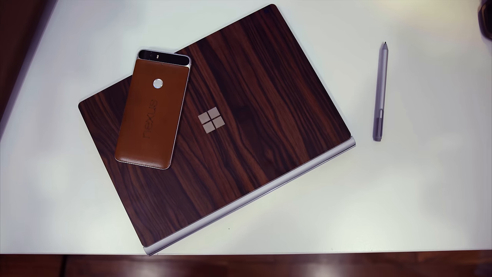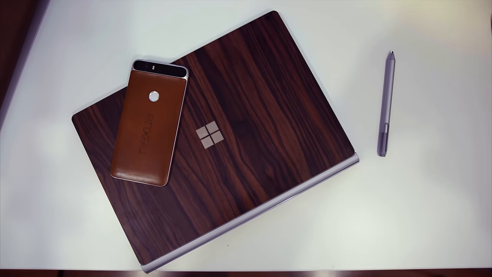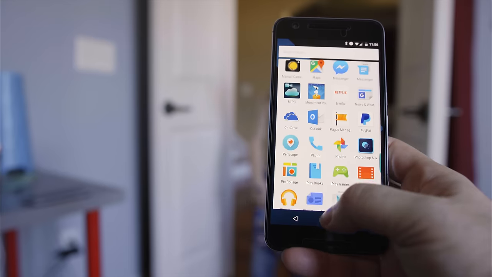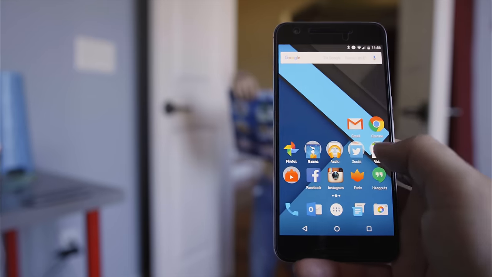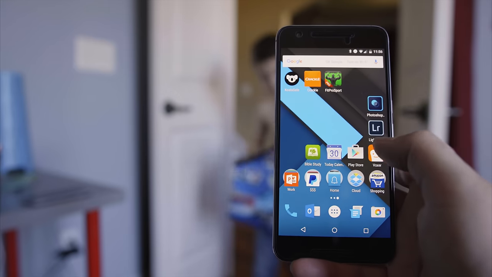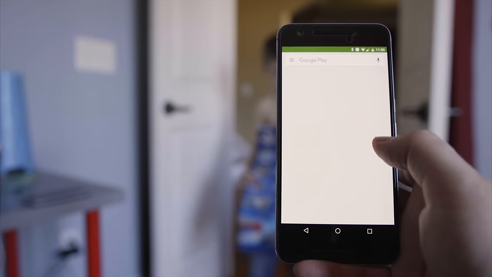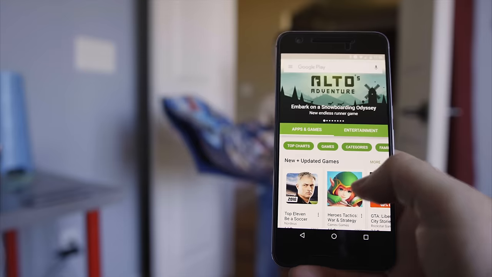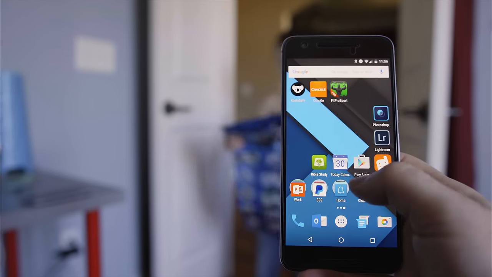I already told you the top 5 things I love about the Nexus 6P. So let's flip that coin, and this is the top 5 things I hate about the Nexus 6P. First up, the OS is buggy. All I've ever heard from people about Android is you need a Nexus device to fully appreciate Android, because I always had a Samsung or some other manufacturer's version of Android. Well, I got the Nexus and I used it for a day and I had to reset the whole phone back to factory because the battery drain was crazy. It was fine after that, but come on.